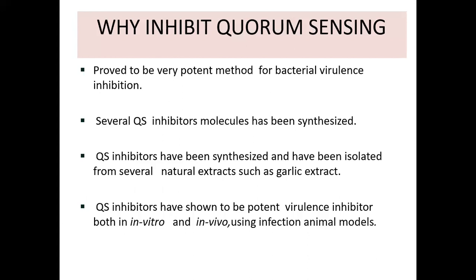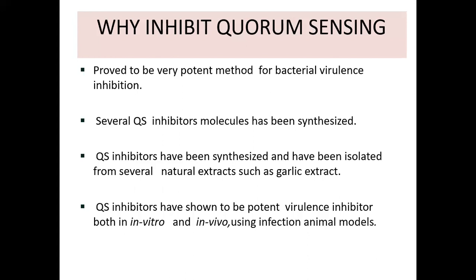So quorum sensing inhibition, what's that? It has proved to be a very potent method for bacterial virulence inhibition. If we want bacteria to not be pathogenic, it is a very important method. So several quorum sensing inhibitor molecules have been synthesized.